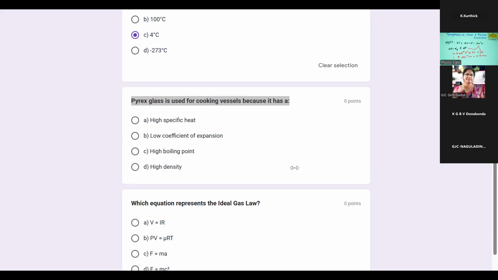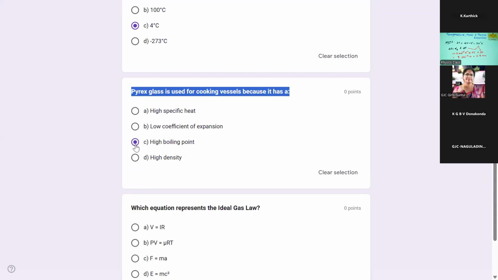Pyrex glass is different from normal glass, because Pyrex glass has one important characteristic. What? C or B or A? High boiling point. Okay, let's choose option C. We can see that answer, but it is a wrong answer.